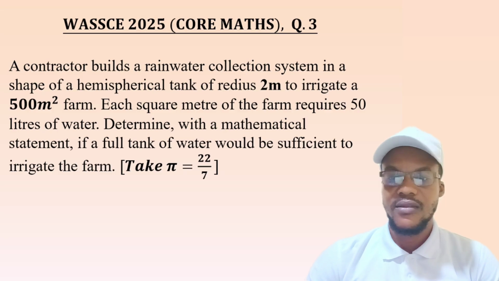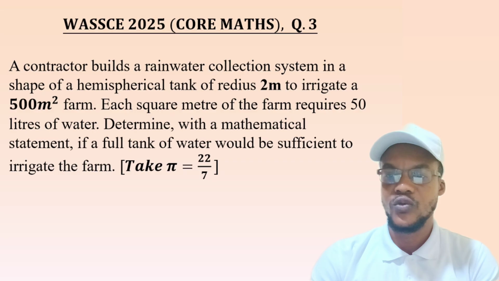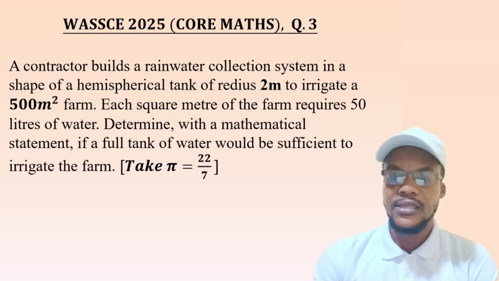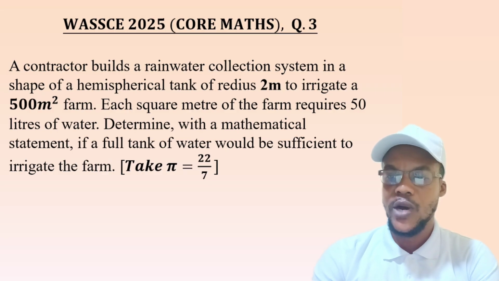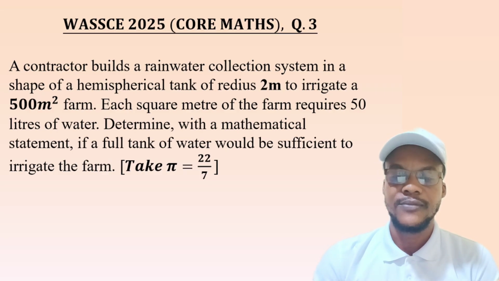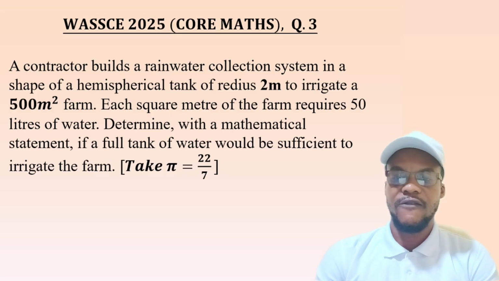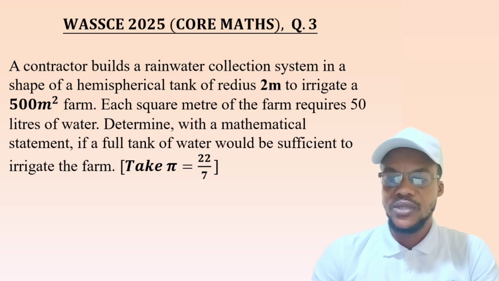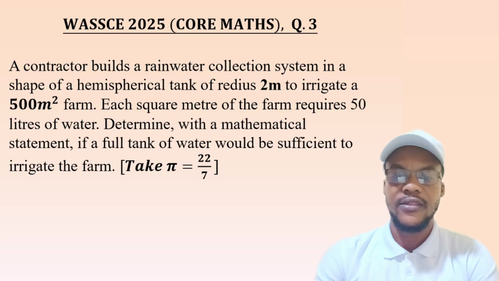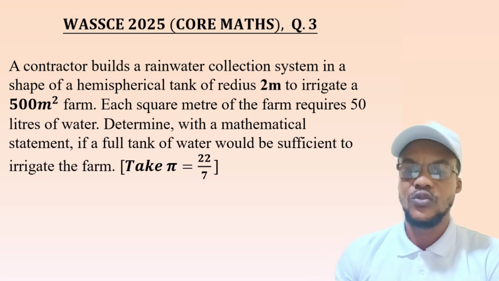Now, in this question, we are saying that a contractor builds a rainwater collection system in the shape of a hemispherical tank of radius 2 meters to irrigate a 500-meter square farm. Each square meter of the farm requires 50 liters of water. We are to determine with a mathematical statement if a full tank of water would be sufficient to irrigate the farm. And we should take pi to be 22/7.